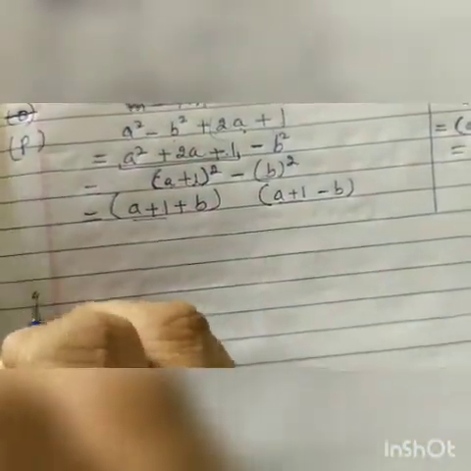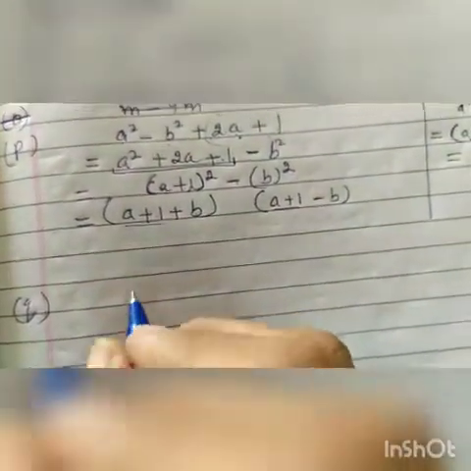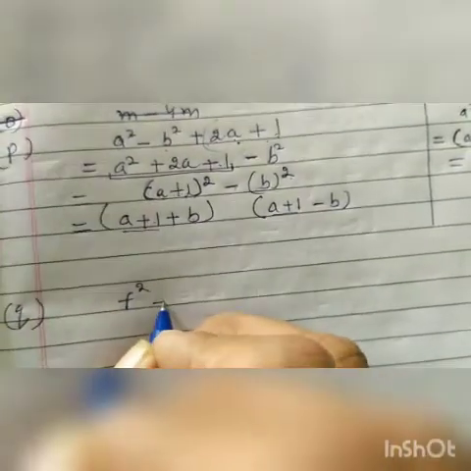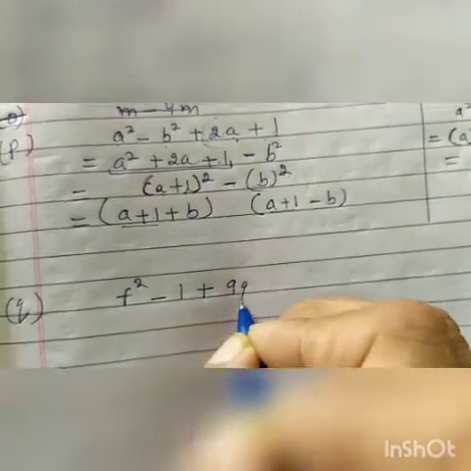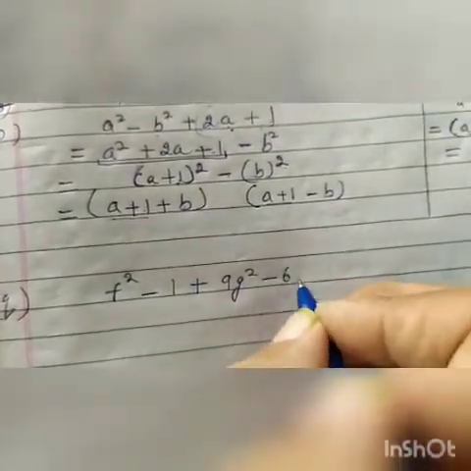Now come to Q part. Q is f square minus 1 plus 9g square plus 6fg.